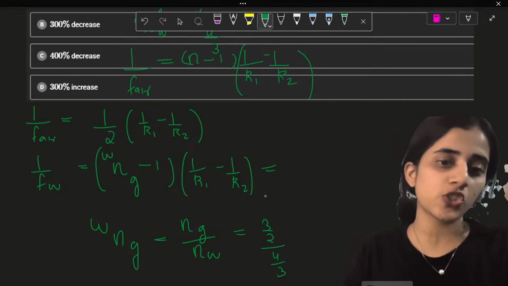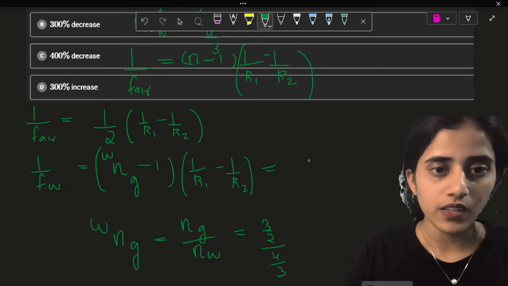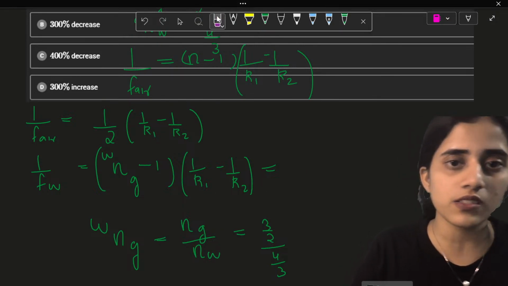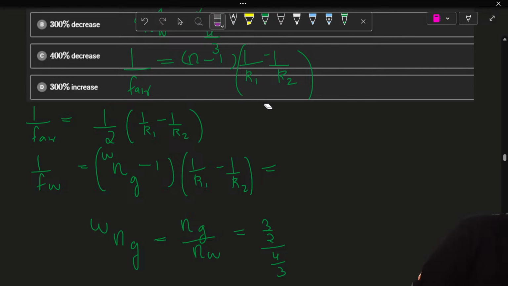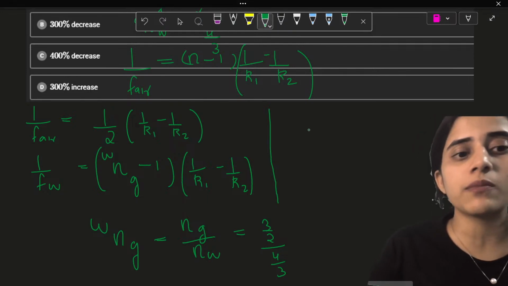Now what I'll do, I'll substitute that in my equation here. So this is going to be 3 by 2 by 4 by 3. So I will erase this step here. So what I will do is, I will take the ratio of both the focal lengths. So F air. What I will do is, I will do 1 by F of air by 1 by F of W.